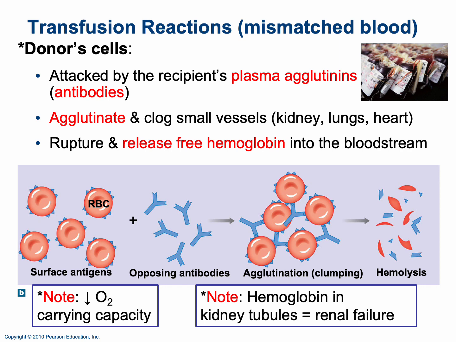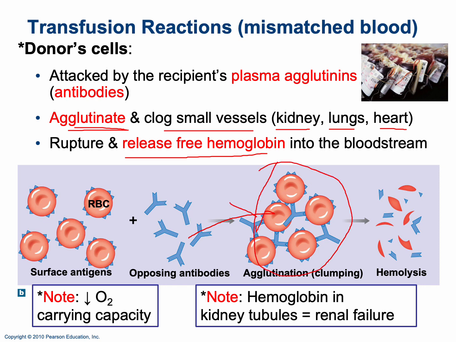So what happens here is the individual is given the wrong blood type, and agglutination may take place, clogging vessels, perhaps in major organs like the kidney, lungs, heart, and this ultimately can lead to the rupturing and release of free hemoglobin in the bloodstream. And that can be dangerous because this could lead to renal failure. So we can see that here. Surface antigens on these red blood cells, opposing antibodies go after. You have significant agglutination taking place, and then hemolysis. Lysis refers to cell splitting. And ultimately, in time, all this hemoglobin going throughout the blood can lead to renal failure and death. So very important that the patient receives the proper blood type. And I know you guys will do an excellent job making sure your patients receive that blood type.